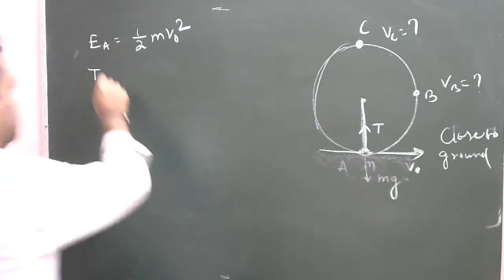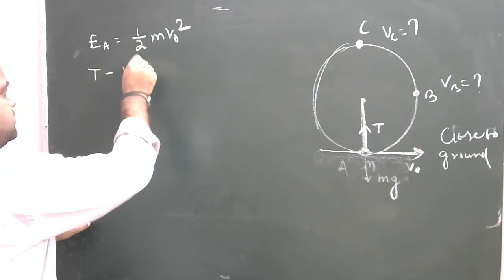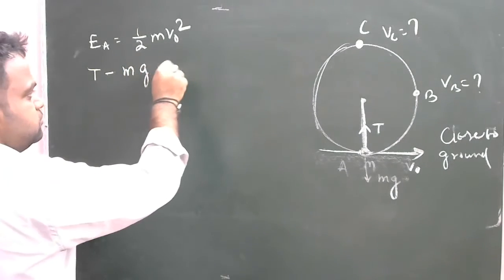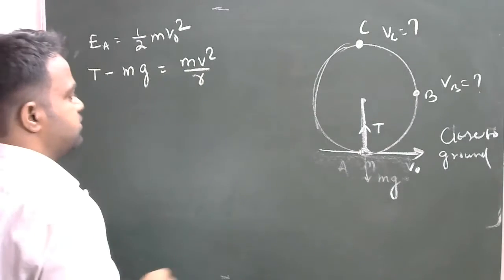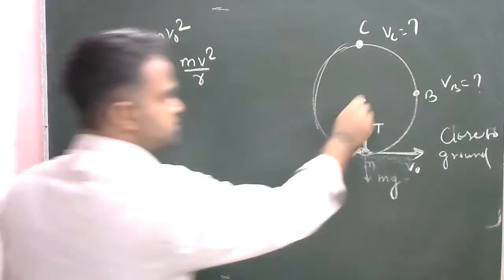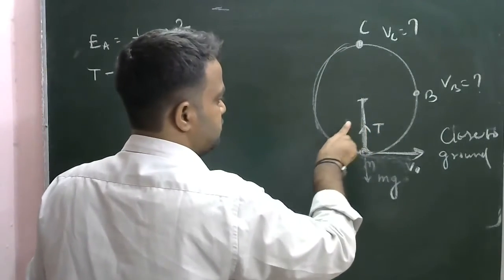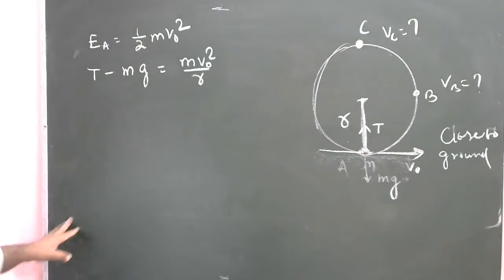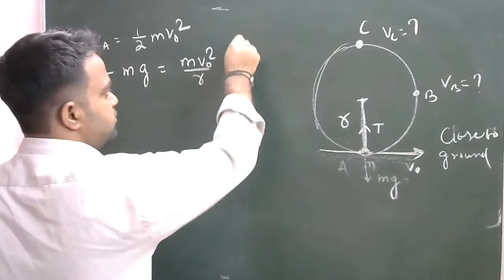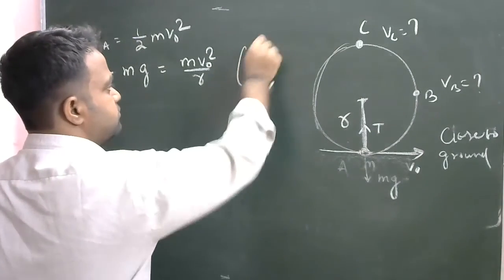So T minus mg is equal to mv0 square by r, where r is this radius. This is from Newton's second law.